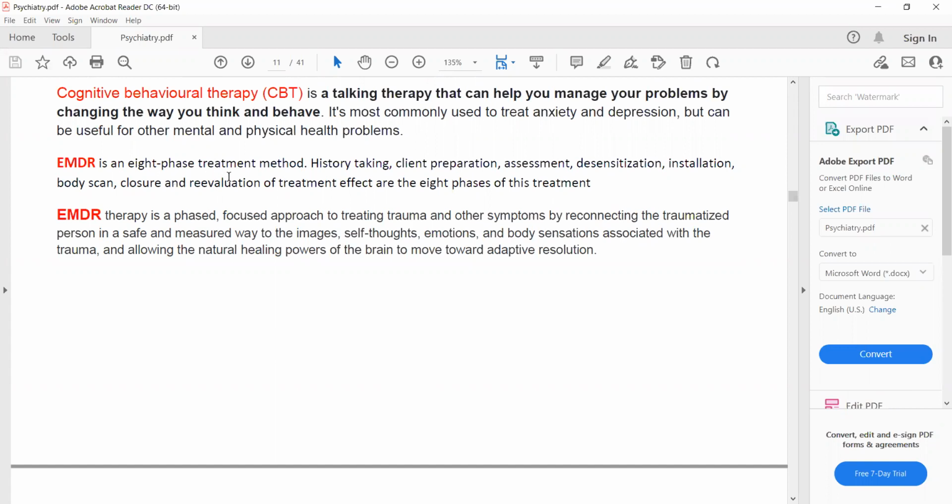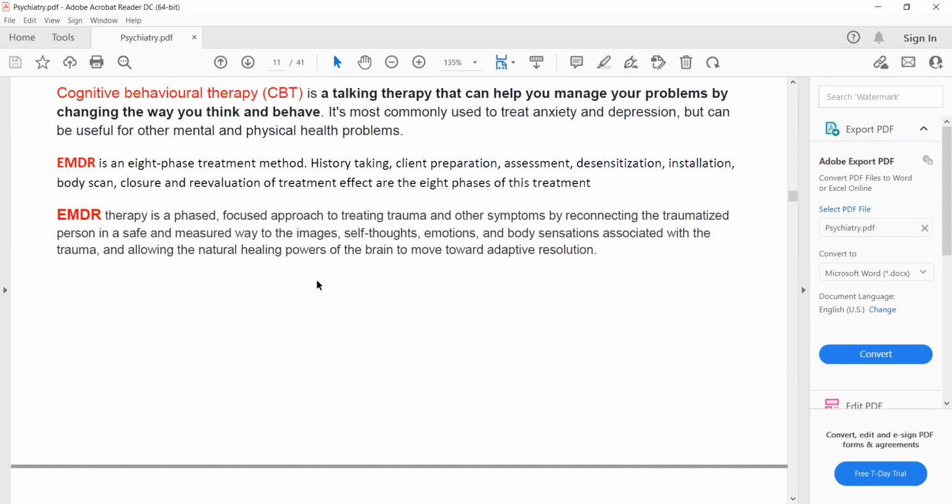EMDR is basically an 8-phase treatment method, which includes history taking, client preparation, assessment, desensitization, installation, body scan, closure, and re-evaluation of the treatment. So EMDR therapy consists of 8 phases. This is just for your knowledge.